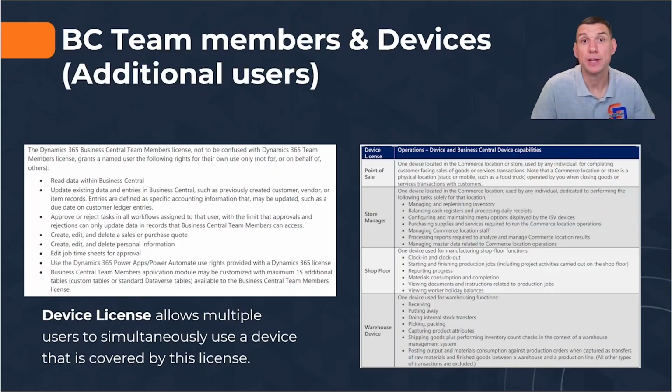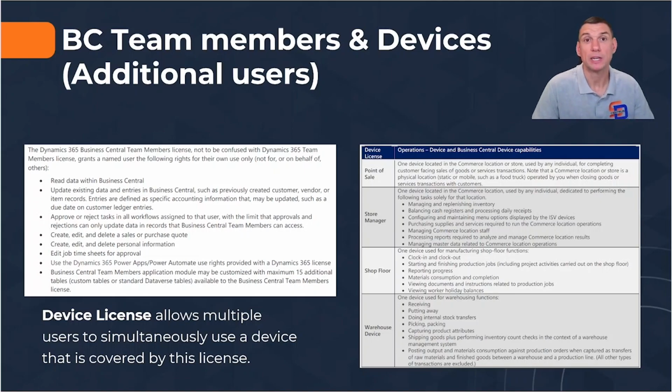And there are usually many questions around the team member licensing. The best description for whom this license may suit best would be a professional in your team who performs a single function. This professional will be able to access all the data in BC as well as update some records. Approve or reject tasks in all workflows, create, edit and delete a sales or purchase quote, create, edit and delete personal information, edit job timesheets for approval, and more details you can read in the document attached.